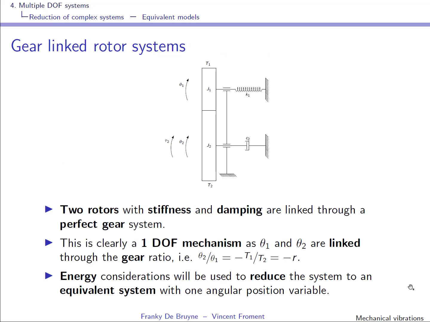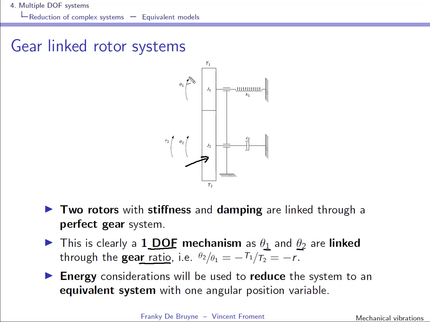So here we consider two rotors with torsional stiffness and torsional damping linked through a perfect gear system, and again clearly this is a 1 degree of freedom system, as the angles theta 1 and theta 2 are linked through the gear ratio. And since there is a torque being applied here, we'll be considering this one as the driving gear, so the ratio theta 2 over theta 1.